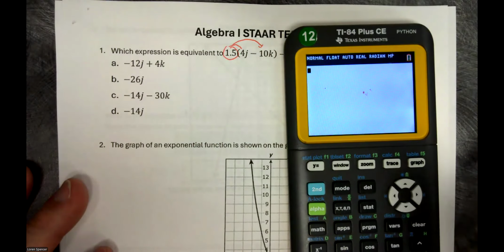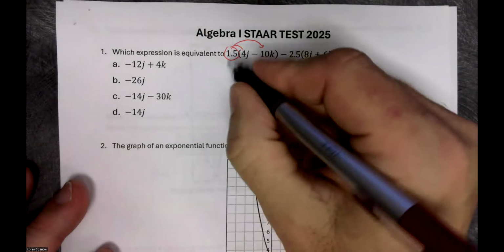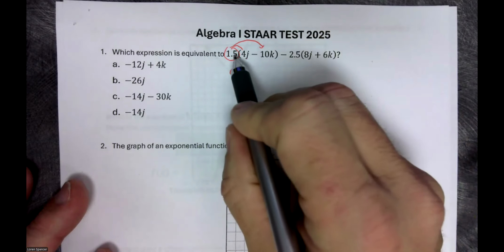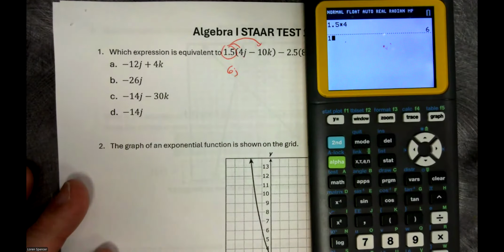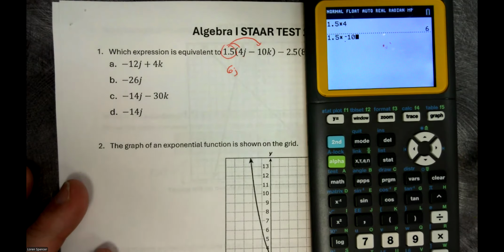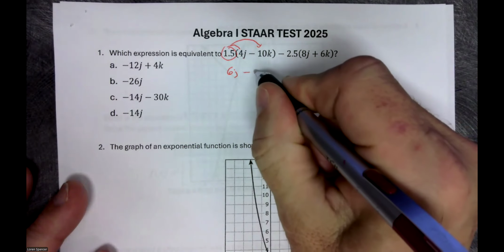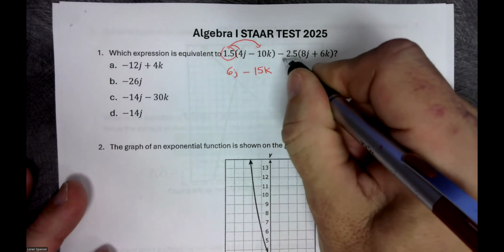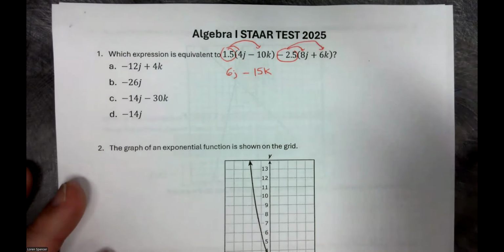So when I do that, I go 1.5 times the 4 and I get 6. So this will become 6, but I also have a j, so I need to write down the j. I also have 1.5 times 10. Now make sure that you have that as a negative 10. So 1.5 times negative 10, and I get negative 15, but I have a k, so I need to make sure I have that right. So negative 15k.